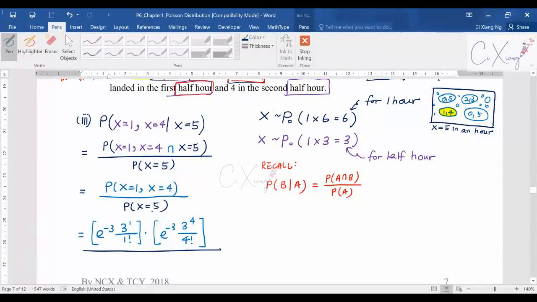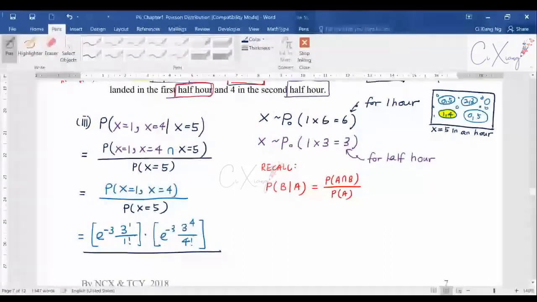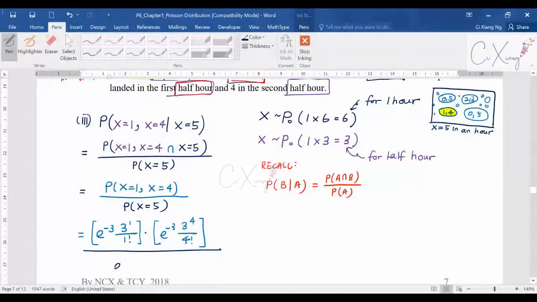But again, for this X equals 5, it is in 1 hour. So the mean that you are using should be 6. So it will become e to the power negative lambda, lambda to the power 5, divided by 5 factorial. Then by just pressing the calculator, you should be able to get the answer, which is 5 over 32, or you will get 0.156.